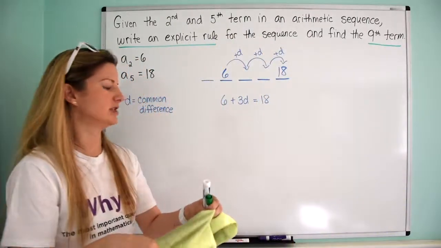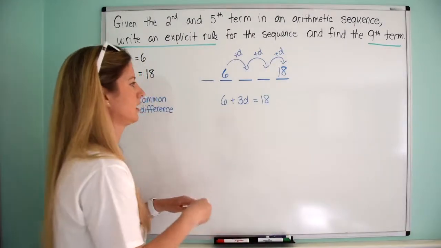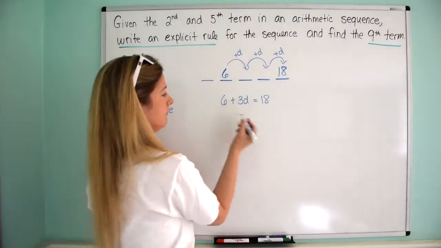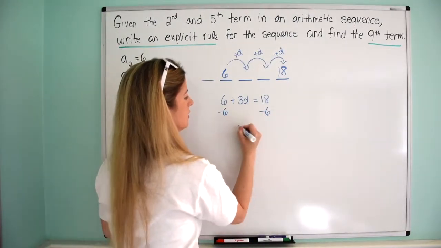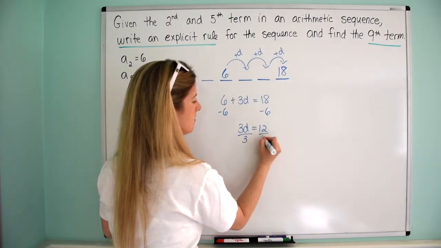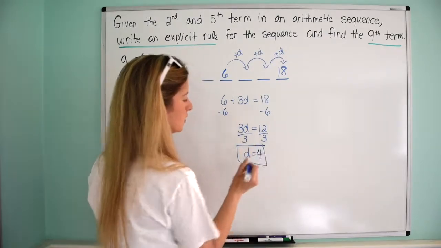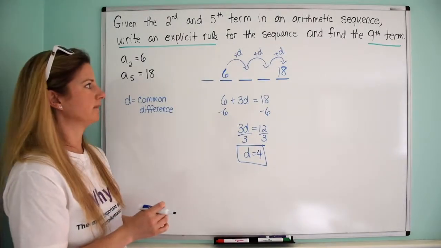Which is that 6 plus 3D equals 18. So if we want to solve for the common difference, we just subtract 6 from both sides. We get 3D equals 12, okay? Then we divide by 3, we get D equals 4. So we know our common difference is 4.